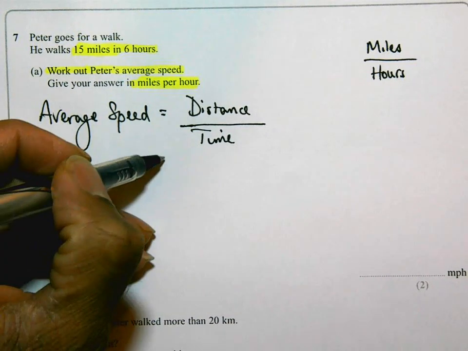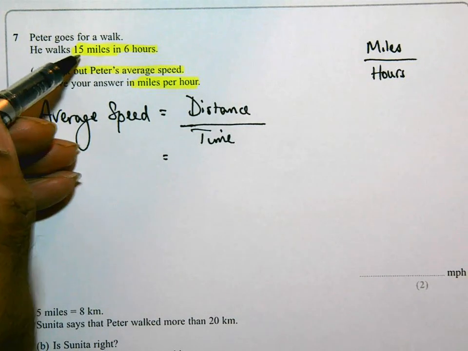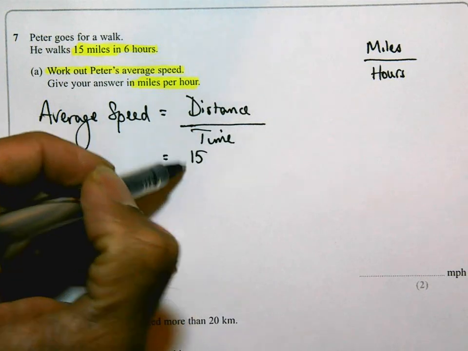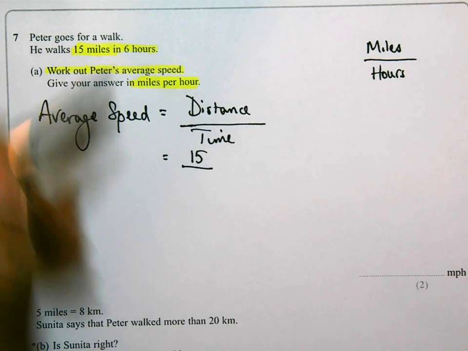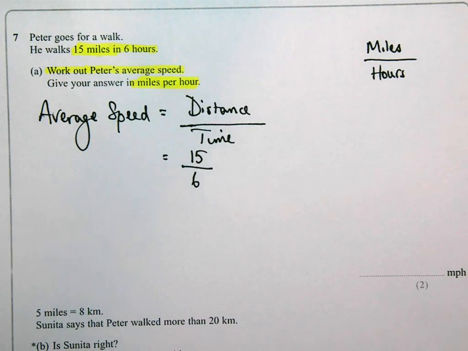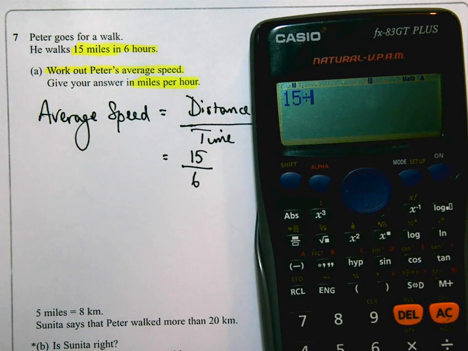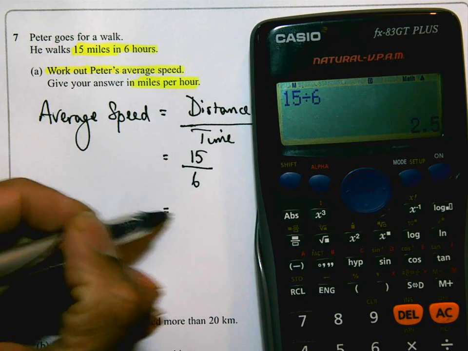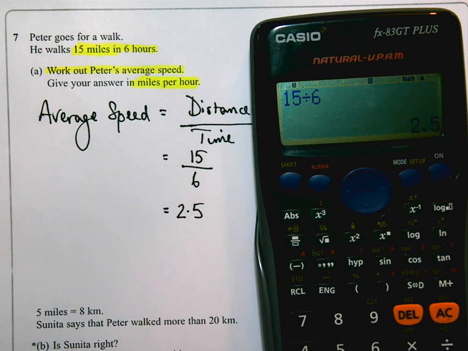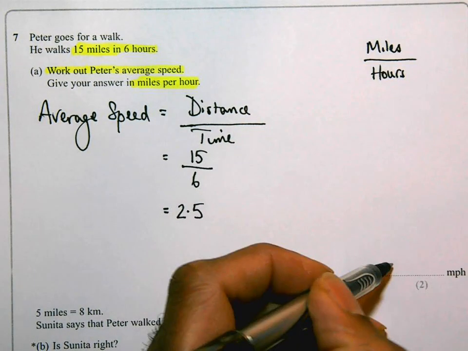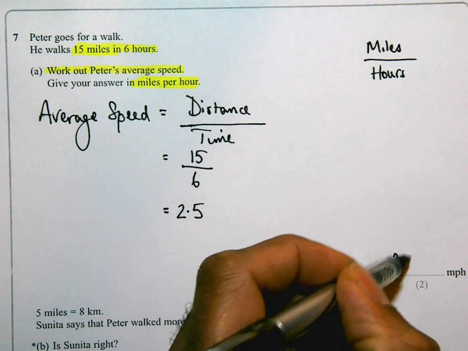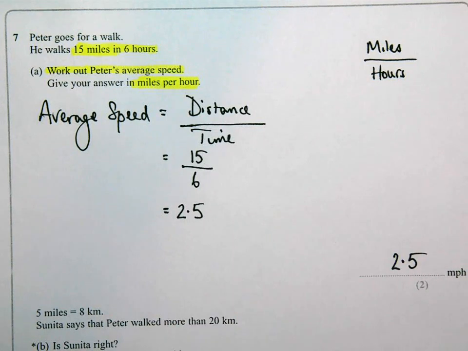And in this particular case, Peter walks 15 miles, so the distance that he travels was 15 miles in 6 hours. So that's 15 over 6. And again, remember, this is a calculator paper, so you can grab your calculator, do 15 divided by 6, and what does that give you? That gives you 2.5. I'm going to write that in the answer space because the speed that he traveled was 2.5 miles per hour.